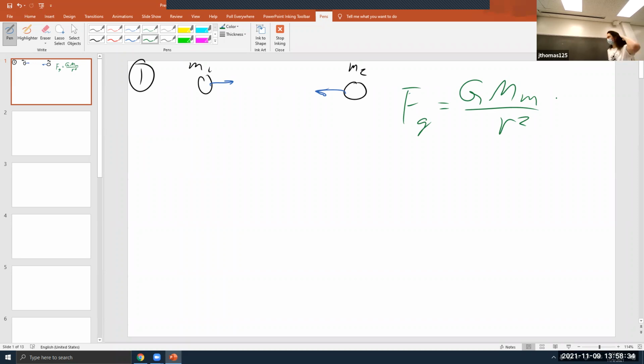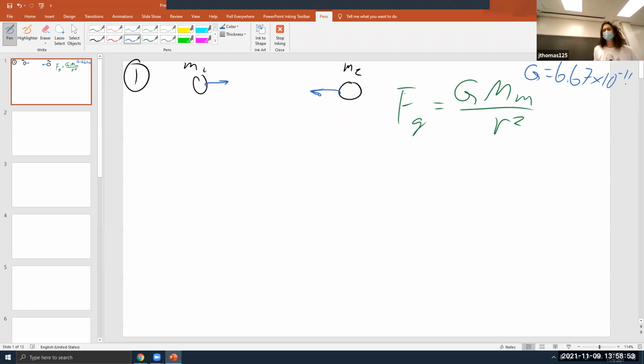But oftentimes we're dealing with a planet and then an object way out in space. In that case, big M will be your planet, little m will be the object out in space. So this is the formula that I'm going to use. The constant G is 6.67 times 10 to the negative 11. That's just how we tell the formula how strong gravity happens to be in our universe. It's not very strong. It's the weakest fundamental force. And the one other variable here is the r, which is just going to be the distance.